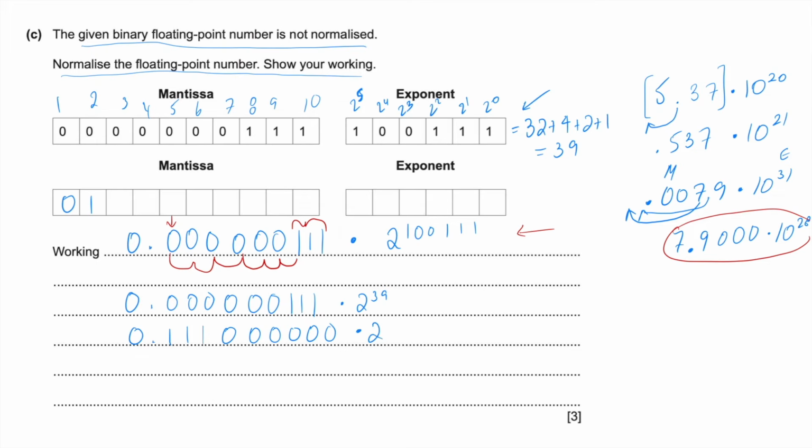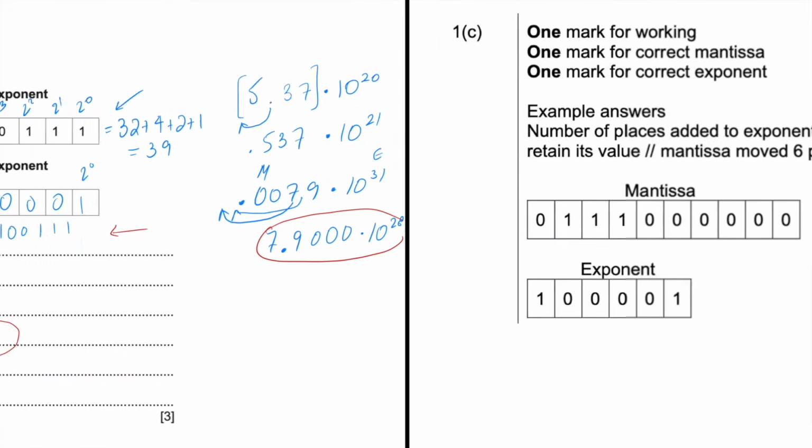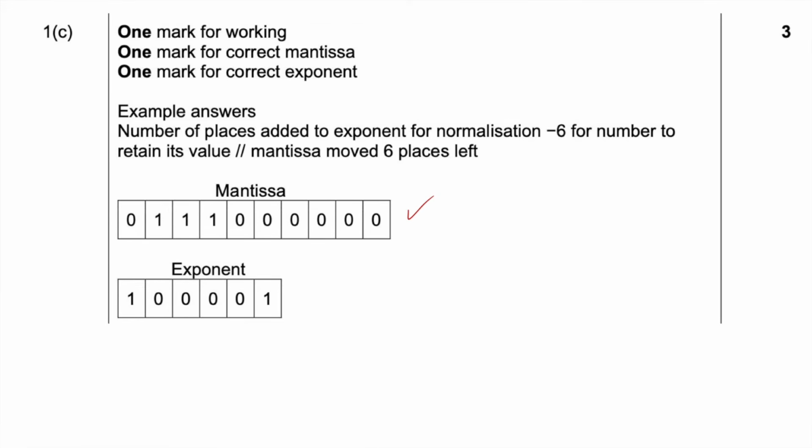Times 2, and we're moving this over about 6 places, so it's going to be 2 to the power of 33. That means right here we're going to have a mantissa that looks like this, and then 0, 0, 0, 0, 0, 0. And we're going to have an exponent that looks like this: 1, 0, 0, 0, 0, 1, because this is equal to 2 to the power of 5 plus 2 to the power of 0, and we get 33. And that's how normalization works. We end up with something like this. Let's go check the mark scheme, and it looks like we are correct.